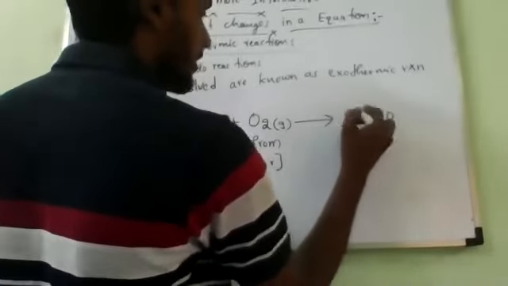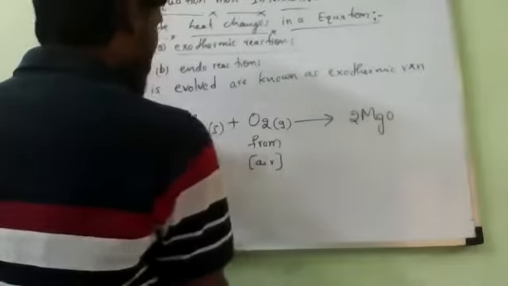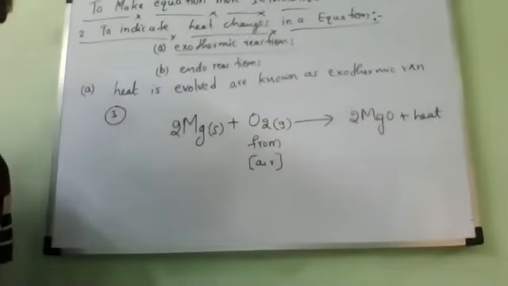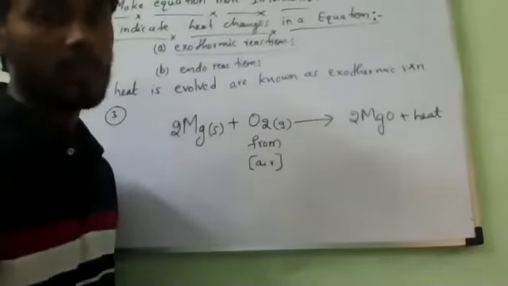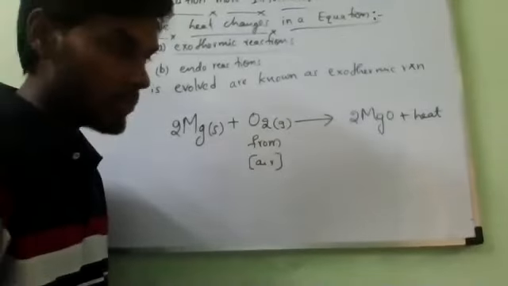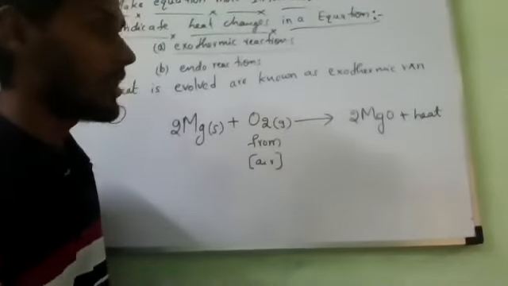2MgO. Balancing the equation, 2MgO. Heat energy will also be released. So that is why this is also an example of what? Exothermic reaction. This is also an example of exothermic reaction. So this is all about the examples of exothermic reaction.